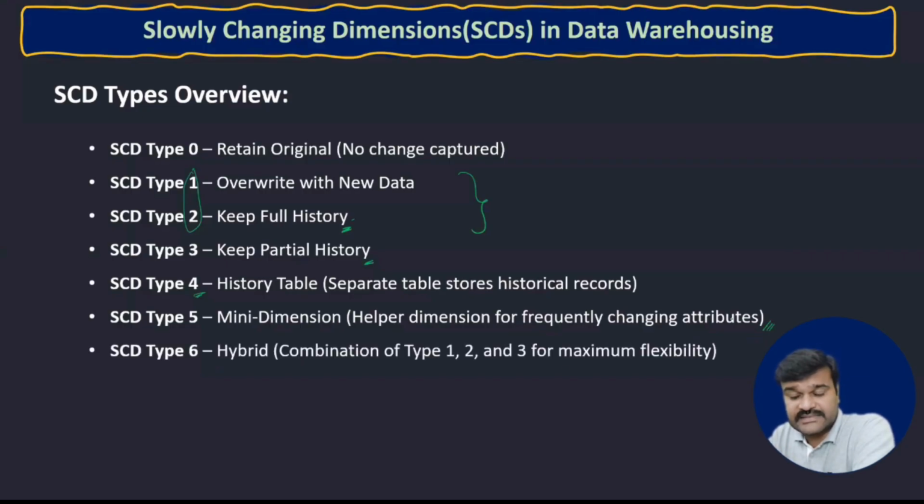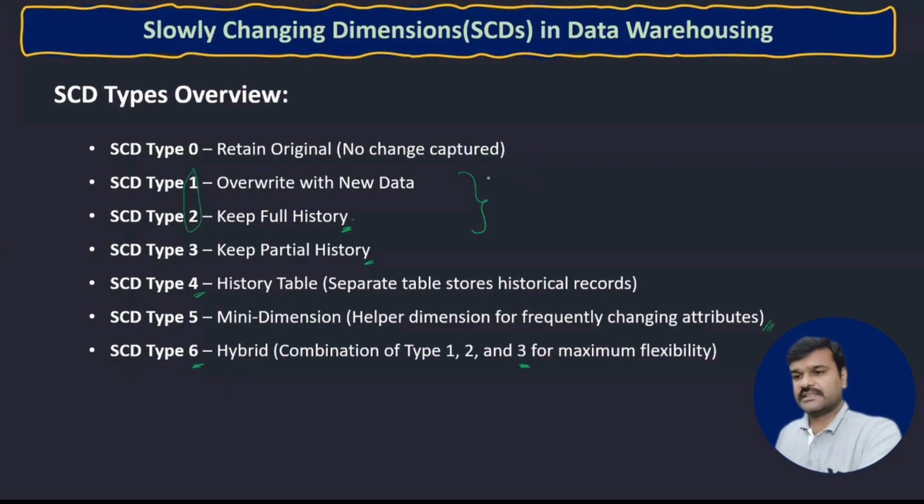And then type 6 is simply a hybrid mode, a very interesting one. Most of the time it is 1 and 2, and sometimes 3 is also included. So a combination of 1 and 2 becomes type 6. This is just an overview of these types. Let us deep dive one by one. Let us understand theoretically with examples, and then let us see the practical part.